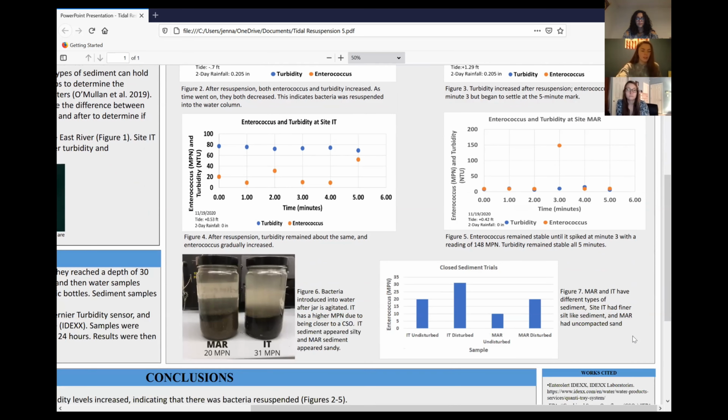In Figures 6 and 7, we conducted a closed sediment trial to see how different each sediment type was at the sites. Site IT had a higher Enterococcus reading than MAR due to its location close to a CSO. Site IT also had slightly silty, muddy sediment, which holds more organic carbon content than sand, which MAR has. There is a direct relationship between organic carbon content and Enterococcus, which explains the difference in these two readings.